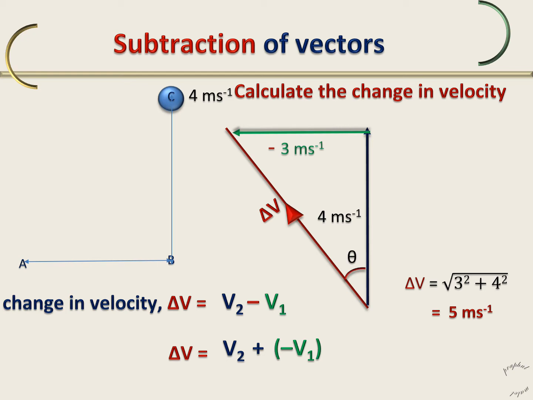The only difference comes in the angle. Angle you can calculate: tan inverse 3 by 4. Just take the magnitude and you will get 36.9. So this is how you subtract two vectors. It's exactly the same as addition, but one of the vectors you have to invert. You have to take the negative of the vector, then add.